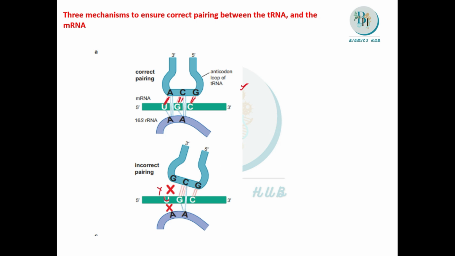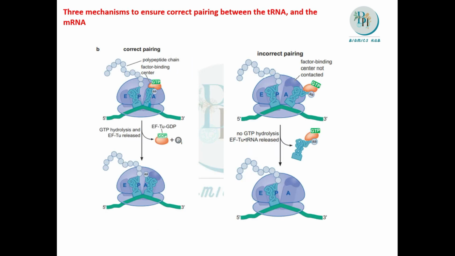Every three nucleotides should bind. If there are two nucleotides binding, it is not the correct pairing. So here there is a second one. Here it is showing the correct pairing.